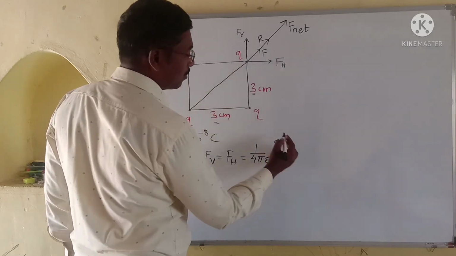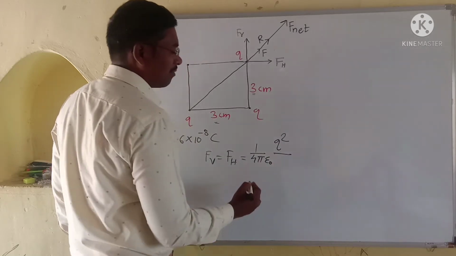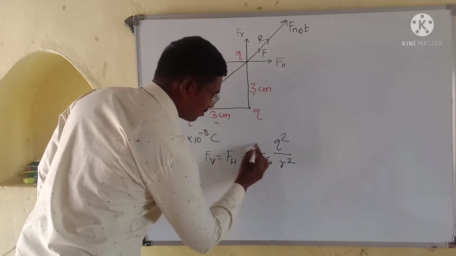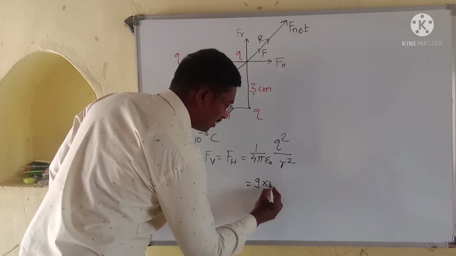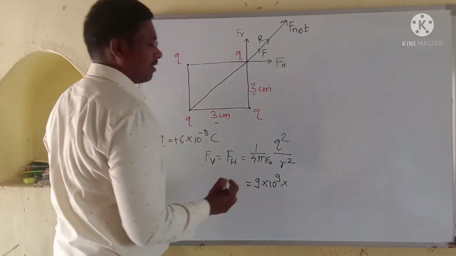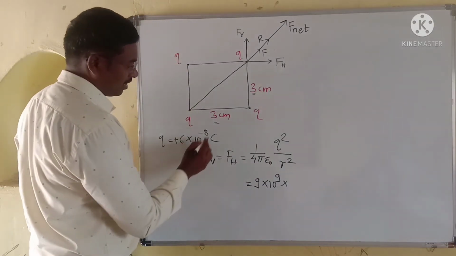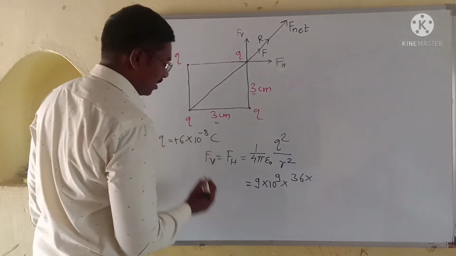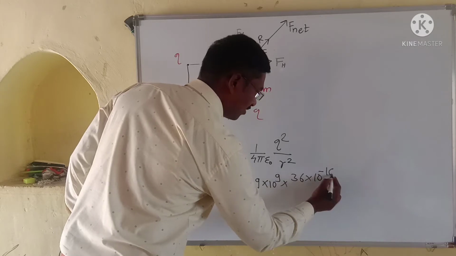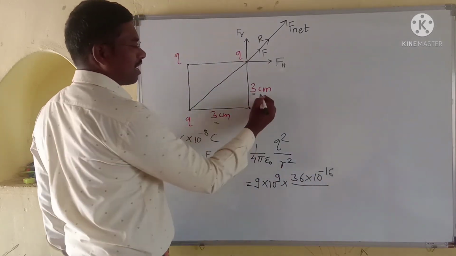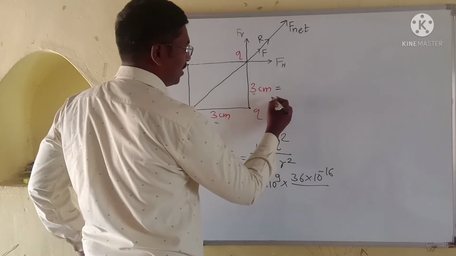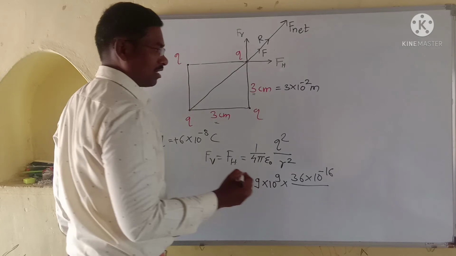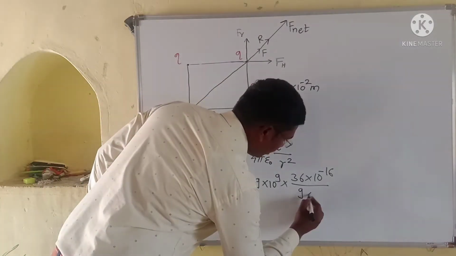Q into Q, that means Q square, divided by the distance square, R square. This constant quantity has a magnitude of 9 into 10 raised to 9, multiplied by the charge Q. This quantity squared, 6 square, is 36 into 10 raised to minus 16, divided by R square. This R is given in centimeter. In meter it is 3 into 10 raised to minus 2 meter, and its square is 9 into 10 raised to minus 4.